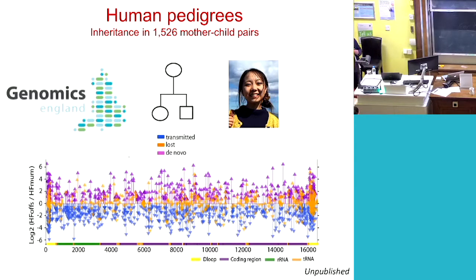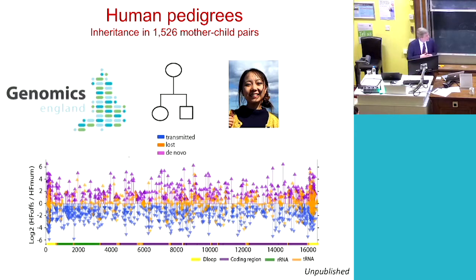All of that's summarised here in this cartoon. So here's the mitochondrial genome from 0 to 16.5 kilobases. And these arrows are heteroplasmic mitochondrial DNA variants that were found in an individual in these 1,500 mother-child pairs. The arrows and the colours mean something. The blue ones are ones that are transmitted, in other words, they're present in the mother and the child. The orange ones are ones that are lost, in other words, we can detect them above the threshold in the mother, but not in the child. And the pink ones are de novo, in other words, we can detect them in one of the children, but they're not present in the mother based on the detection threshold that we use.